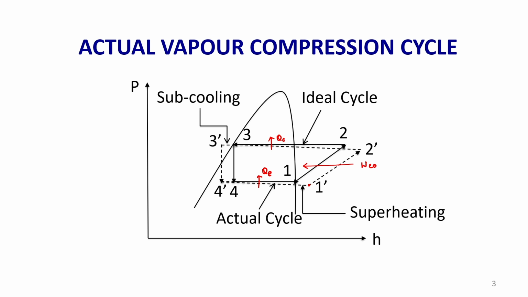We made a comparison for the ideal Rankine cycle and the actual Rankine cycle. Similarly here, a comparison has been made between the ideal vapor compression cycle and the actual cycle. Irreversibilities, heat losses and friction are the primary causes for the actual cycle to deviate from the ideal cycle.